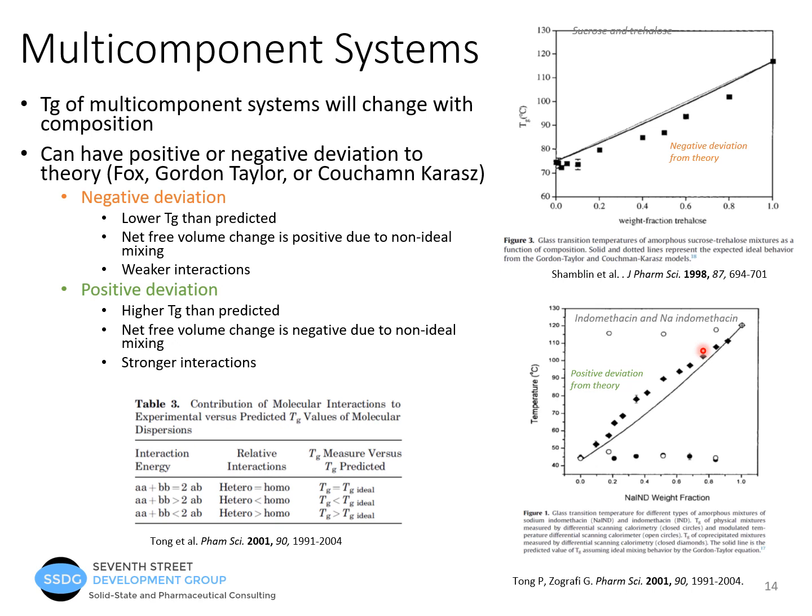stronger interactions. So if you calculate your estimated glass transition temperature, but the experimental is not right on, you might want to do a number of different weight fractions in order to see if you've got a positive or negative deviation from the theory.